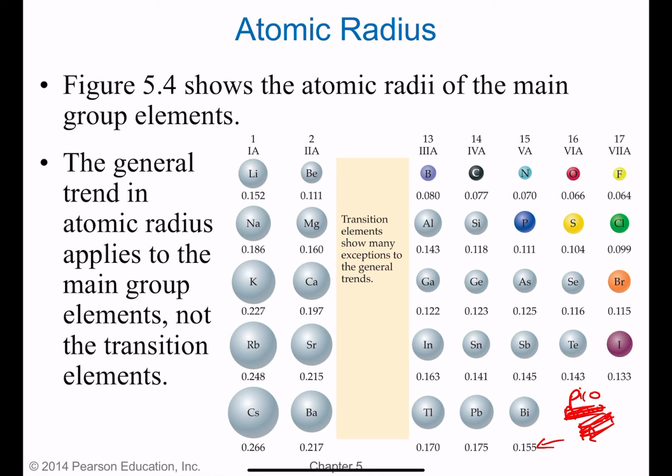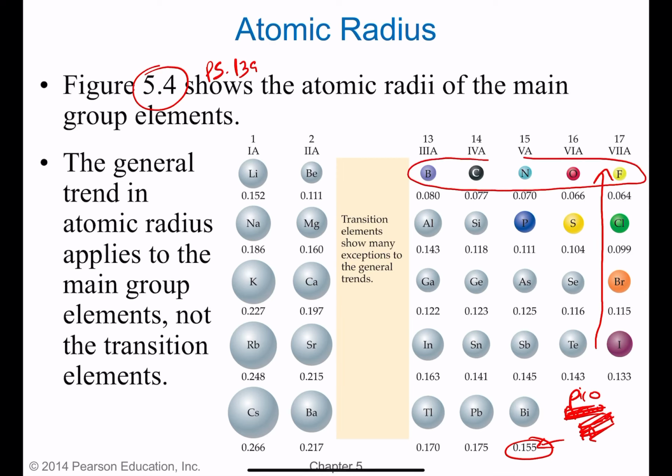So this figure is on page 139, and these values are in picometers. But the point is we can see the trend right here, where they get smaller as you go up. Elements in this second row, like boron, carbon, nitrogen, oxygen, fluorine, are very, very small. And elements further down, like cesium, barium, thallium, I'm forgetting now, but Pb is lead, bismuth. Anyway, these are the larger ones.